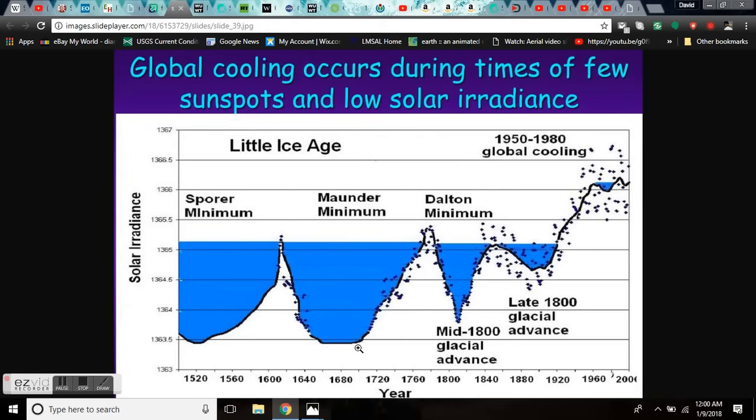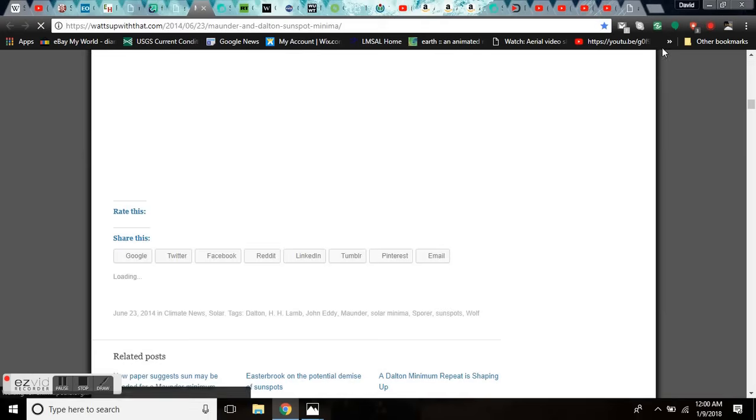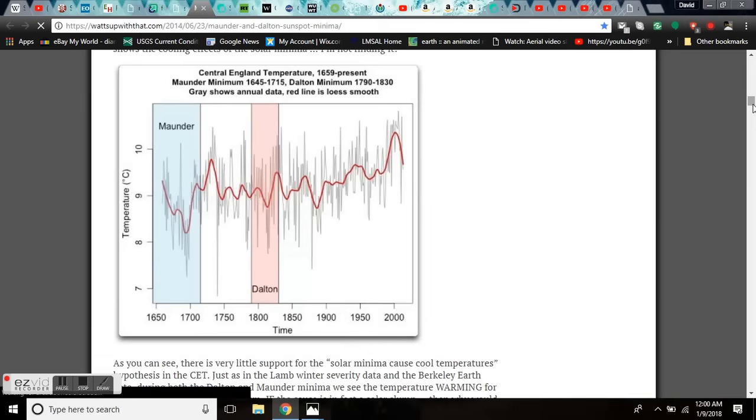There's so much to learn. I'm going to leave you with a treasure trove of information. Here are the Central England temperatures and thousands of other pages of information which you can go through on the Maunder and Dalton sunspot minima.